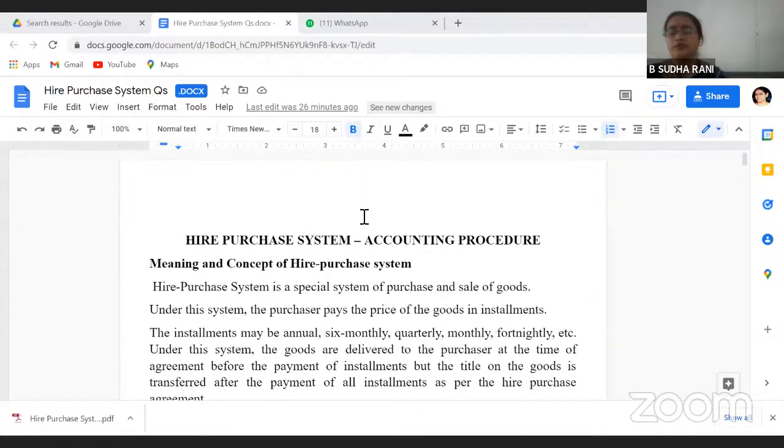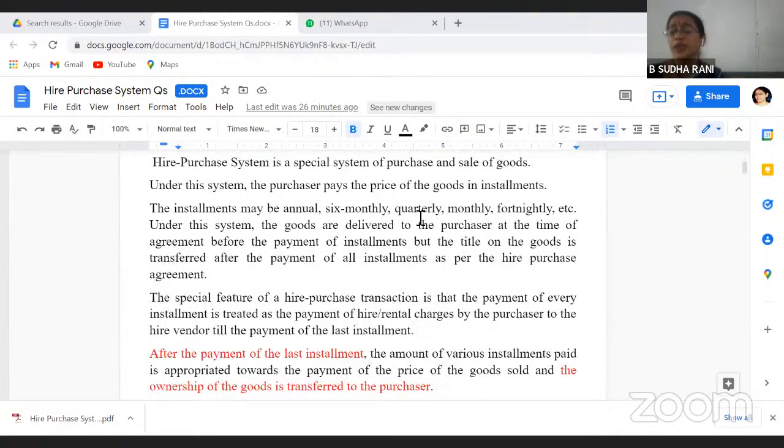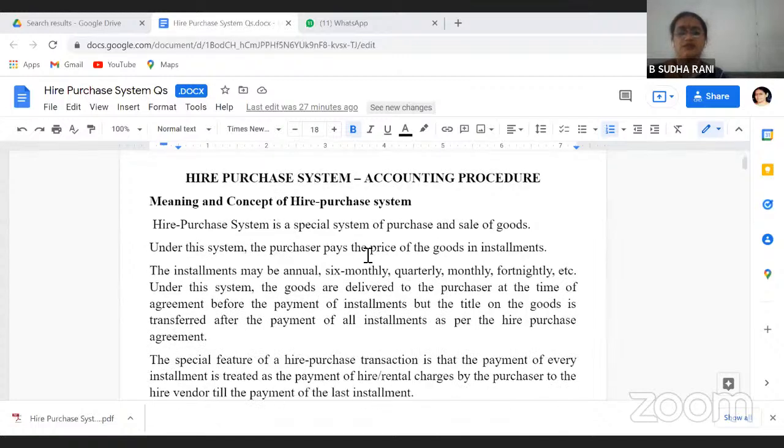And those installments are like a rent. Whatever installments he pays on the asset are said to be rent under the hire purchase system. Understood? This is the basic difference between the installment, what we regularly come across, payment of EMIs, and the hire purchase. Done?